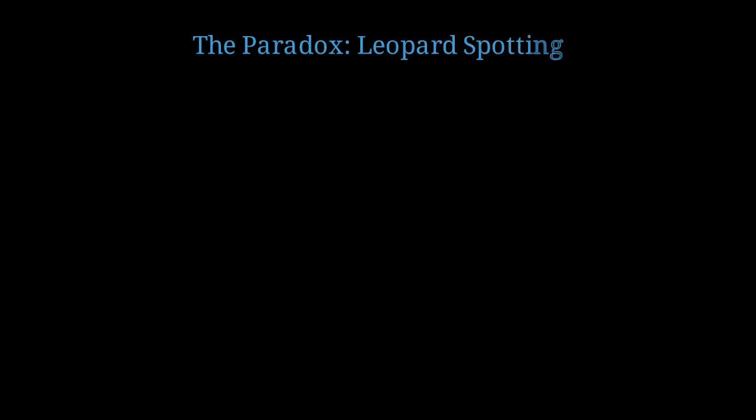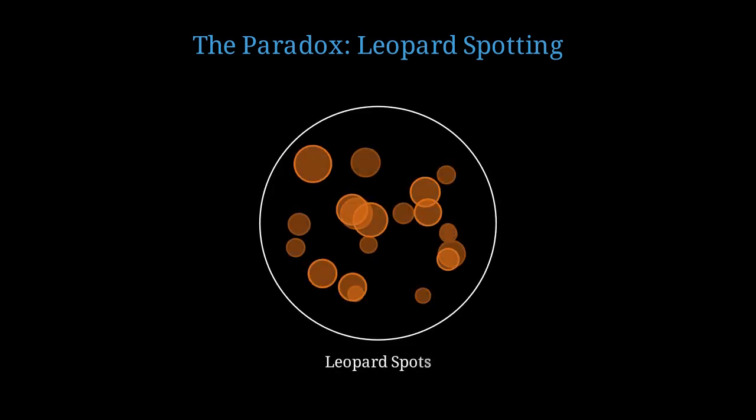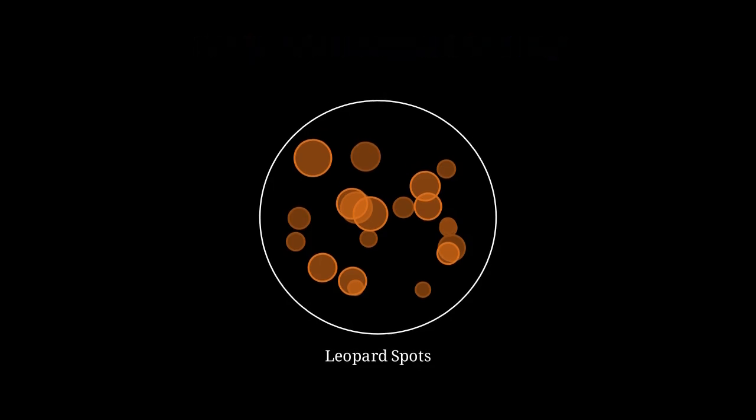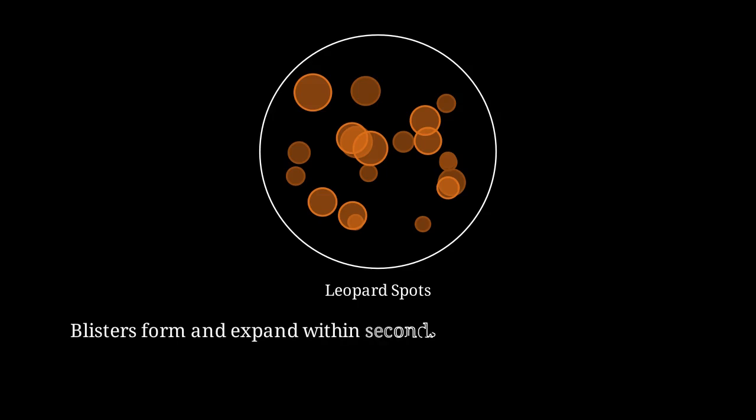But here's the paradox. Neapolitan pizza doesn't brown uniformly at all. Instead, it develops dramatic, irregular dark spots called leopard spotting, and explosive blisters form within just 60 to 90 seconds. These leopard spots are dark brown to black patches surrounded by lighter golden areas. They appear randomly distributed, not in any predictable pattern. Large blisters also form rapidly, expanding to several centimeters in diameter in just a few seconds. This is much faster than simple thermal diffusion would predict.